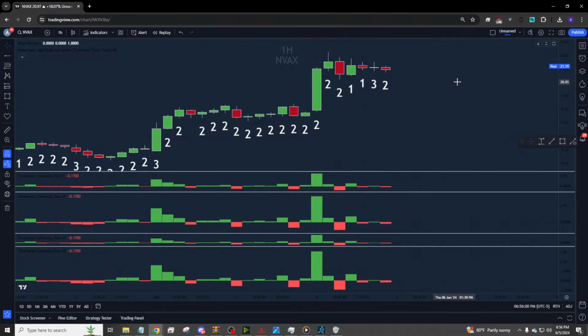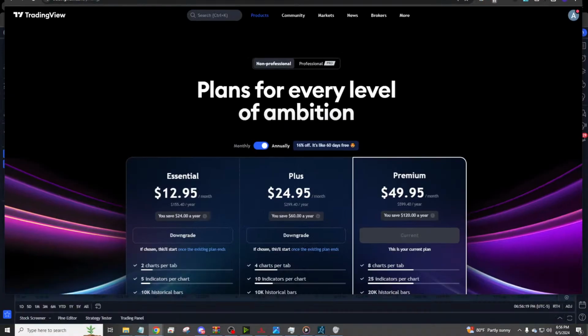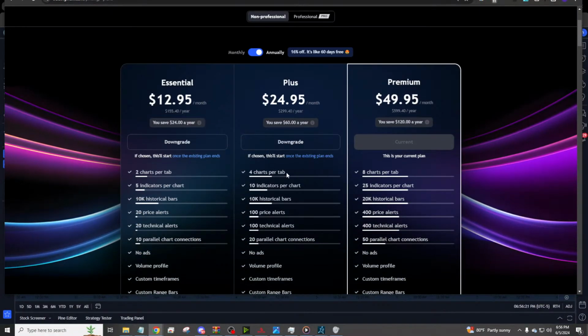Trying to figure out how to get 4 charts. For TradingView, you're going to need a subscription to it. I'm not sure which subscription does it. I have the top tier, I think. Let me see. You can see on TradingView here, you can get 4 charts per tab for $25 a month.